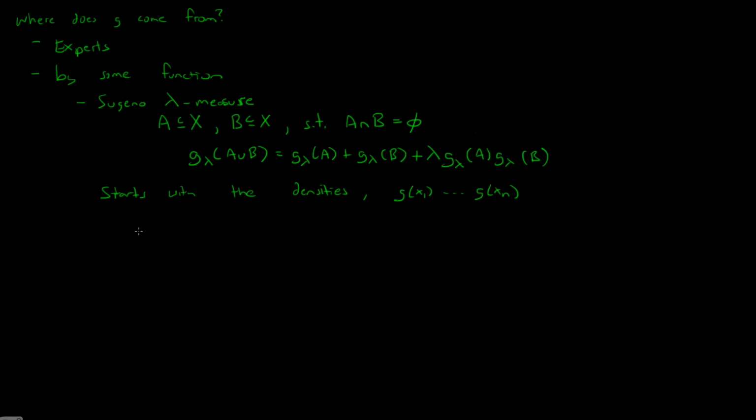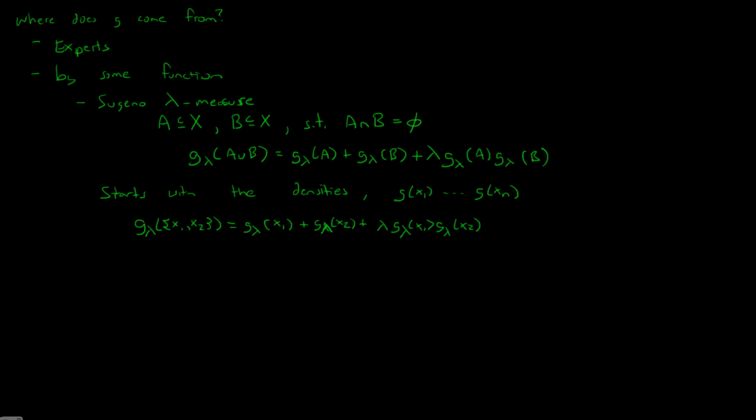Okay, so if we think about our last example, the lambda measure of x1 and x2 together is just going to be the measure of x1 plus the measure of x2, plus lambda times the measure of x1 times the measure of x2.